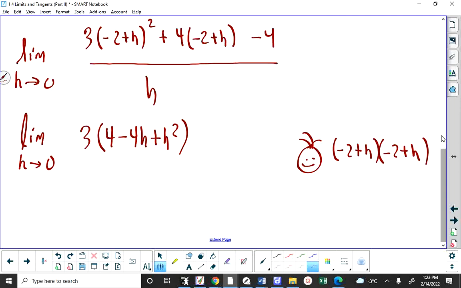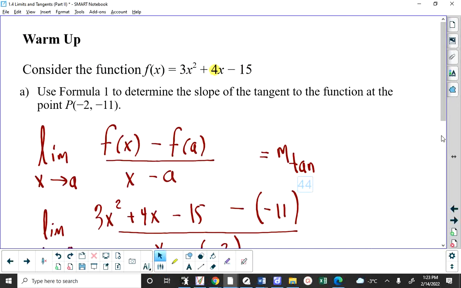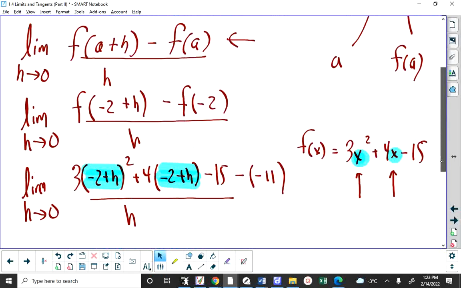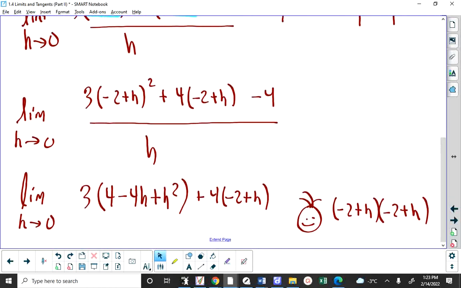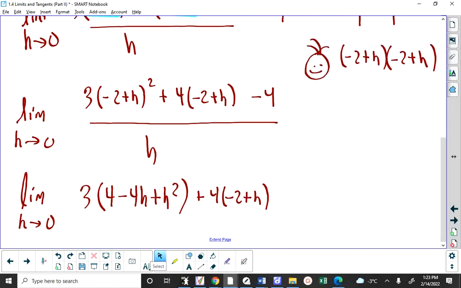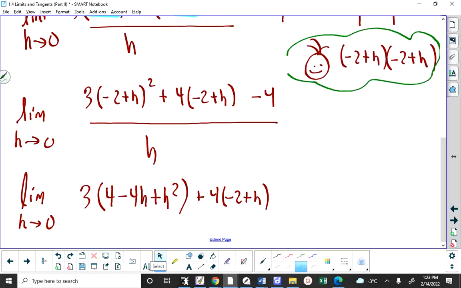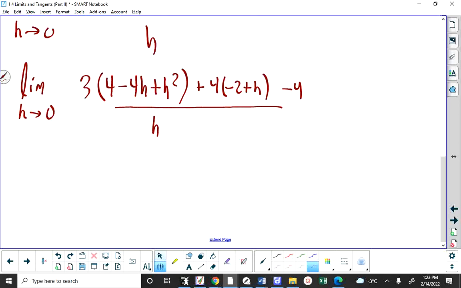Then I have 4 times negative 2 plus h. Where you multiply that 4 through is up to you. The only reason I didn't do it right now is I have to multiply this 3 through as well, so I thought I'd do all my multiplication in the next step. And then I have minus 4. And this is over h. So now we're getting really close.